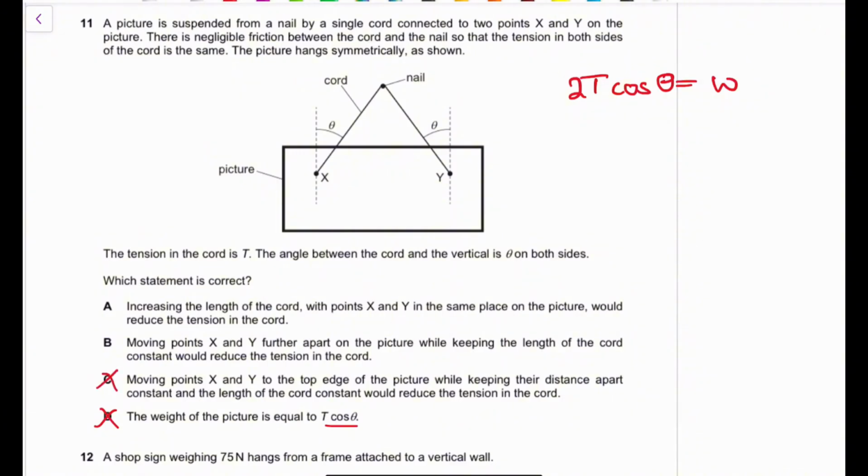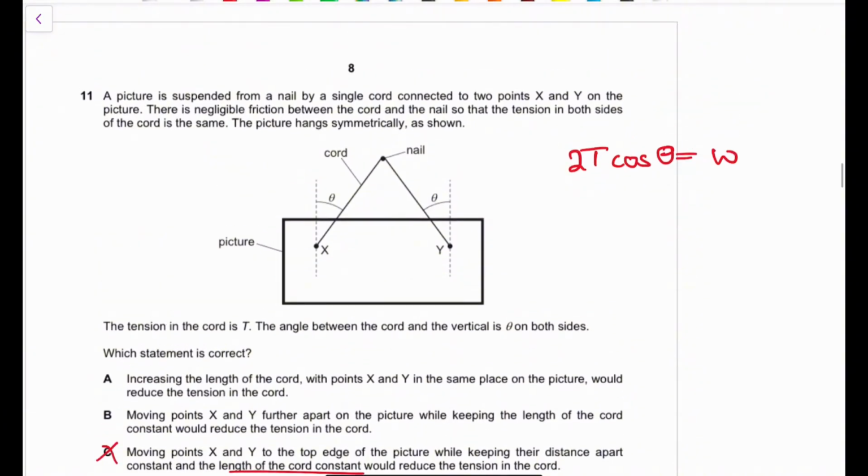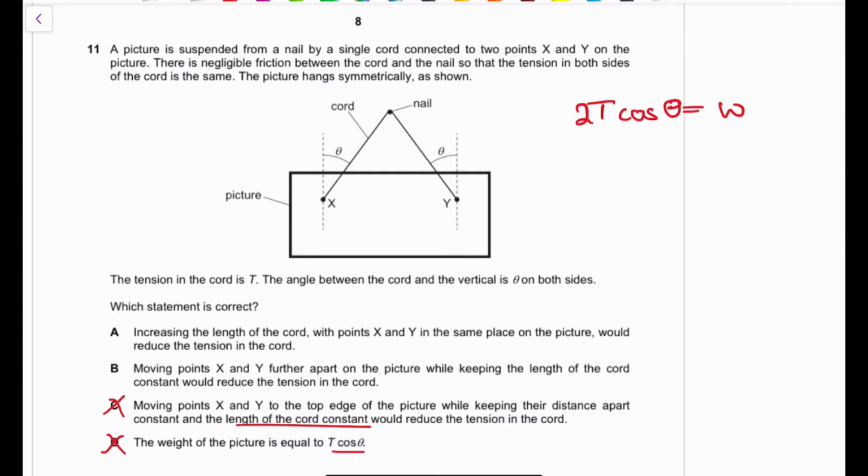So the two methods that you could keep the length constant is either you move the nail up or you just let the picture fall down. It depends on what you want to keep constant. Moving on to point C: moving points X and Y further apart on the picture, while keeping the length of the cord constant. So you're moving X and Y quite further apart. Let's try that. We're going to move X and Y further apart, right? So let's try it.